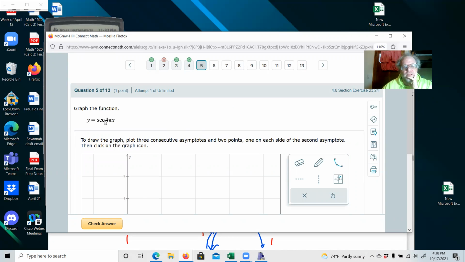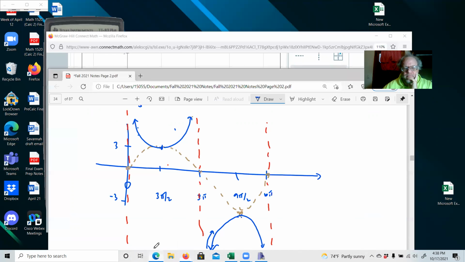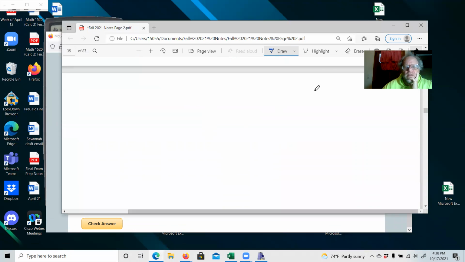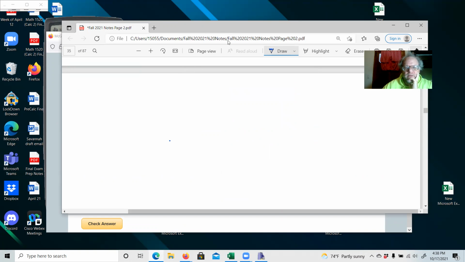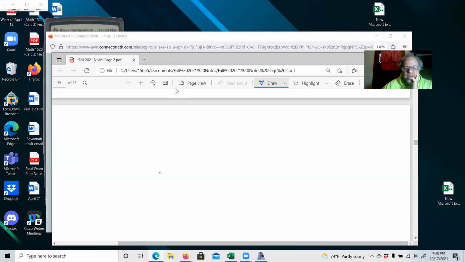Moving on with it. We have secant of 4 pi x. So to draw the graph, 3 consecutive things. Let's work on that. Let's get rid of this Christmas tree of horror and make a new one. What are we going to have here? We're going to have secant of 4 pi x.